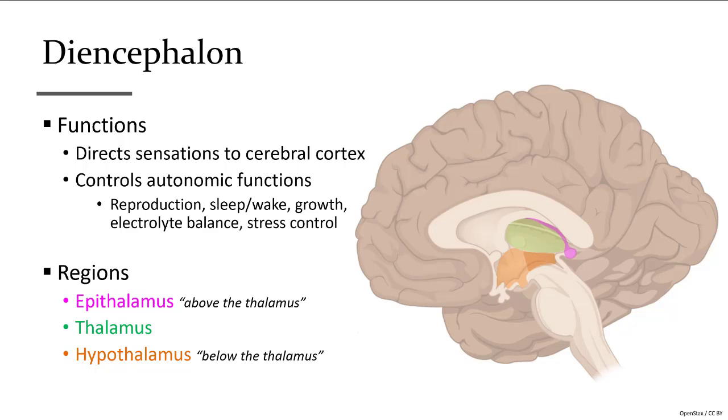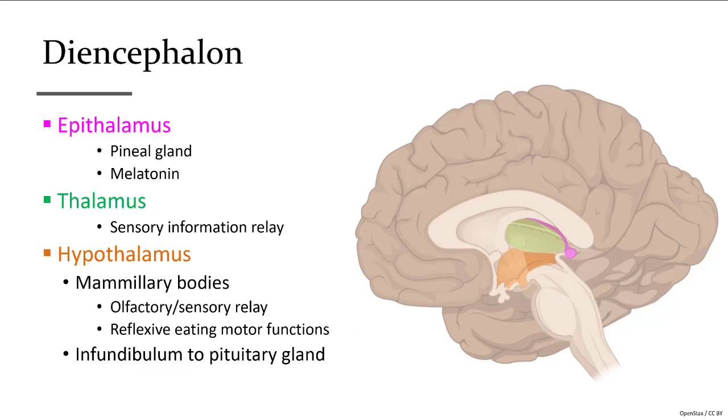The 3 main regions of the diencephalon are the thalamus, which is the main central portion in green, the epithalamus, which is superior, epi meaning above, in pink, and the hypothalamus, meaning below the thalamus, indicated in orange. The epithalamus is the home to the pineal gland, the large bulbous portion pointed posteriorly, which secretes melatonin. The thalamus itself is a sensory relay station, sending impulses up into the cerebrum. The hypothalamus contains our mammillary bodies as well as the infundibulum, or connection to our pituitary gland.